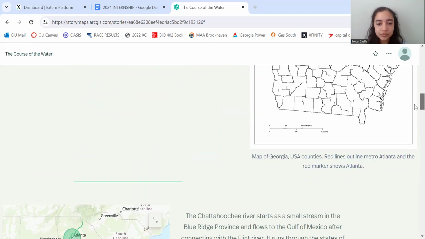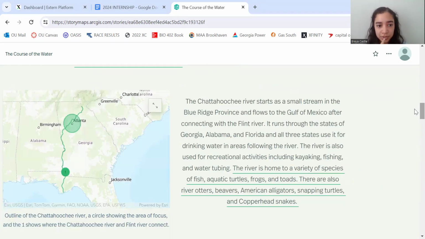Chattahoochee River. So the Chattahoochee River, as can be seen on this map, starts in the mountain range as a small stream, and it flows all the way down until the number 1 on the map, which is when it connects to the Flint River, which is not shown on the map, and then it flows into the Gulf of Mexico.